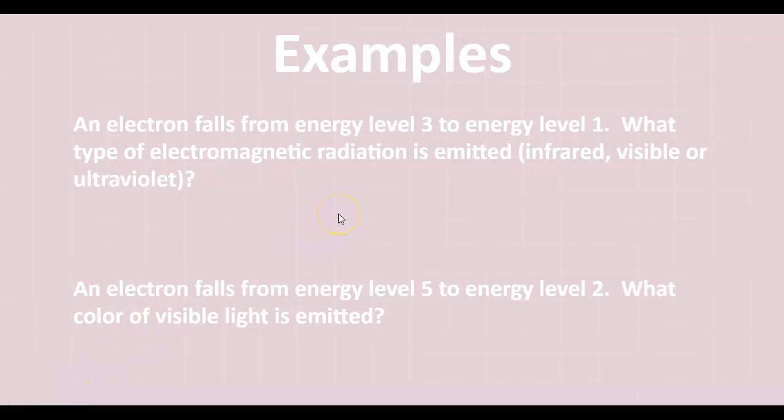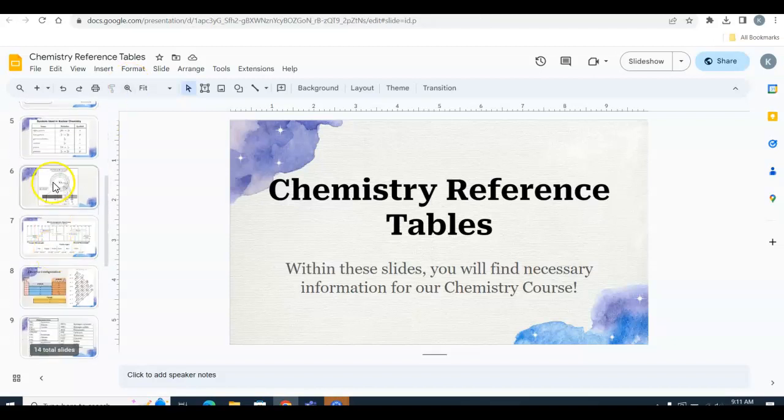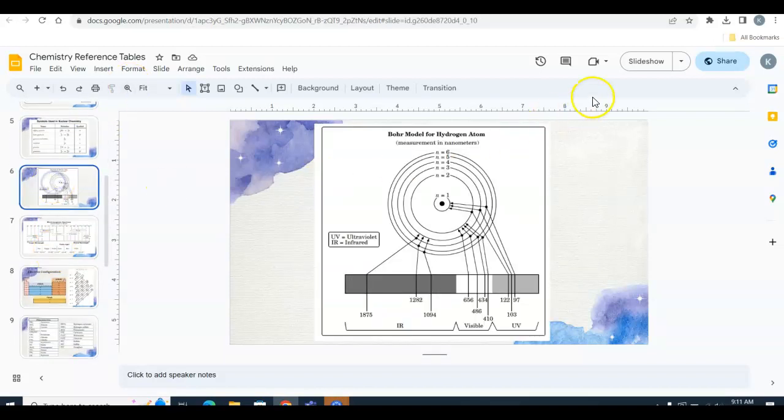Okay, so let's do some examples, and then I'll do another example for you guys in your assignment today because I think that a few of these would be helpful. So the first one says an electron falls from energy level 3 to energy level 1. What type of electromagnetic radiation is emitted? Infrared, visible, or ultraviolet? So I'm going to go to my reference tables just because this one's going to be a little bit easier to use. Remember, these are linked in your virtual materials, and I'm going to link it in your lesson today.